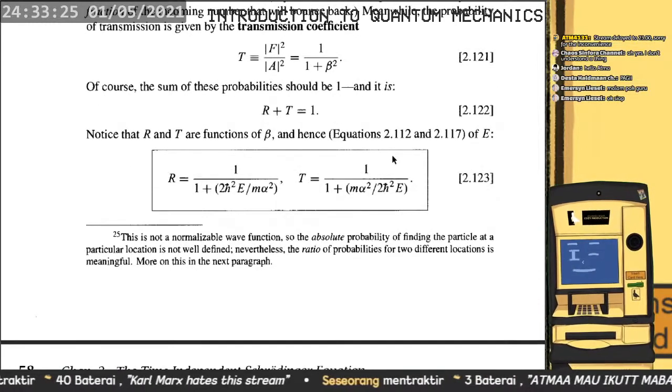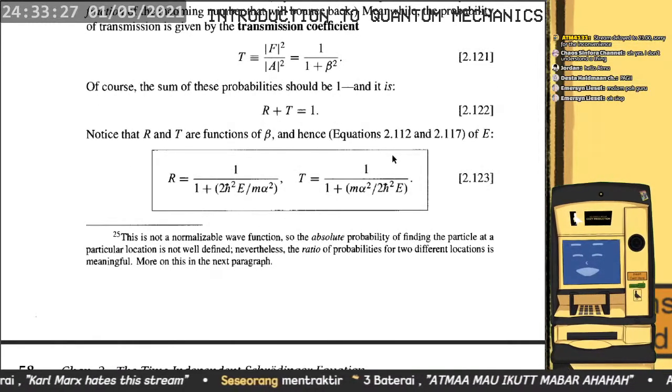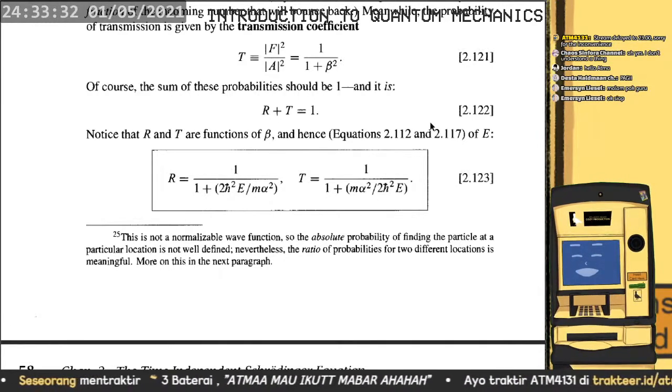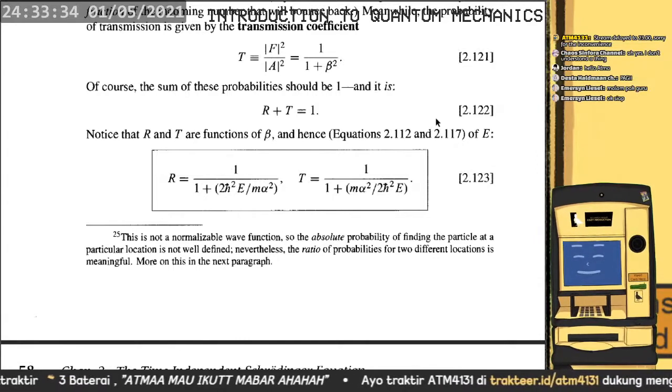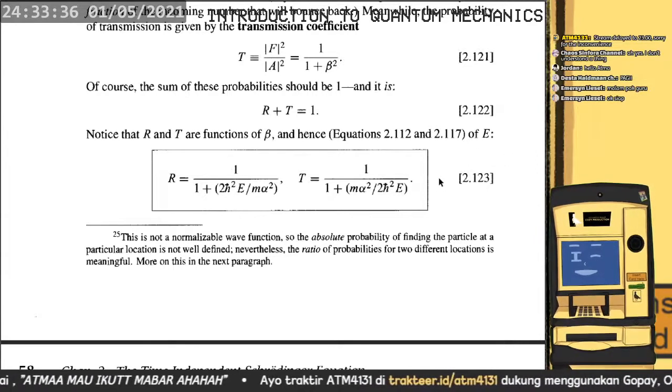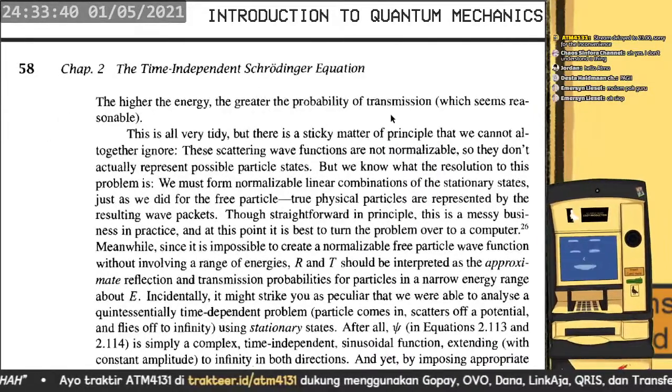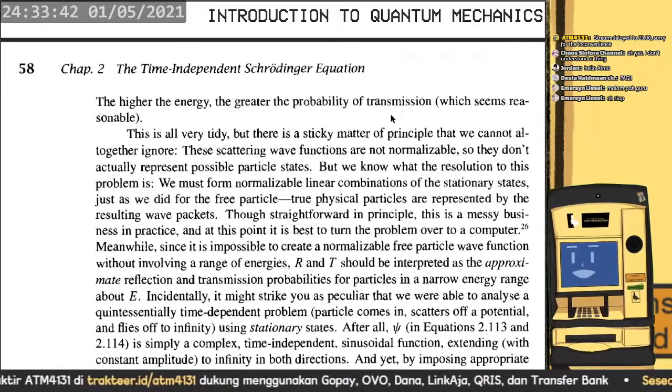Notice that R and T are functions of beta, and hence, by equations 2.112 and 2.170, functions of E. The higher the energy, the greater the probability of transmission, which seems reasonable.